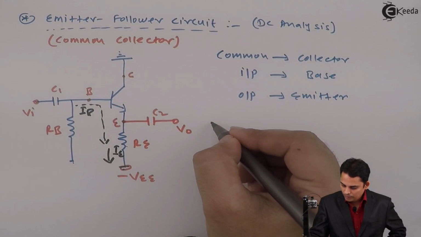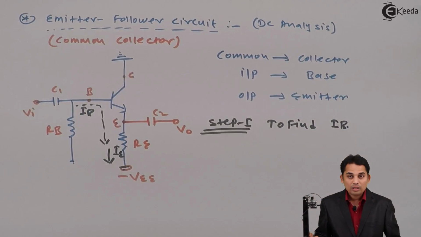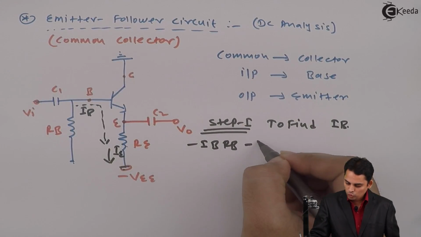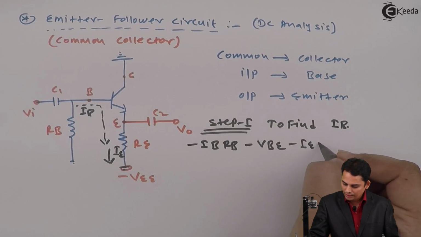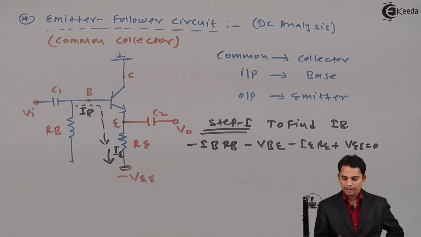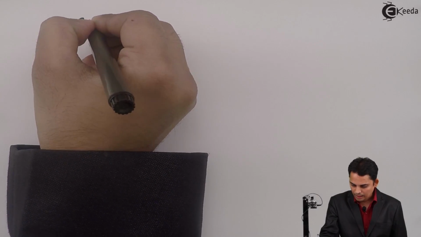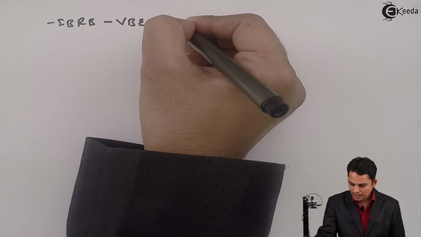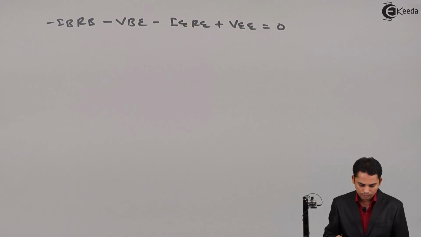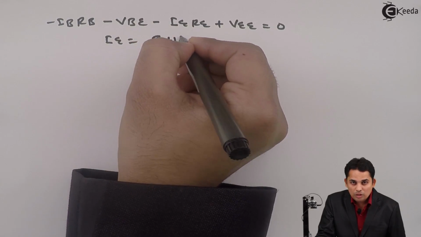The equation for step 1, to find base current IB, will become minus IB into RB minus VB minus IE into RE plus VEE is equal to 0. And we know that IE is equal to beta plus 1 times IB.